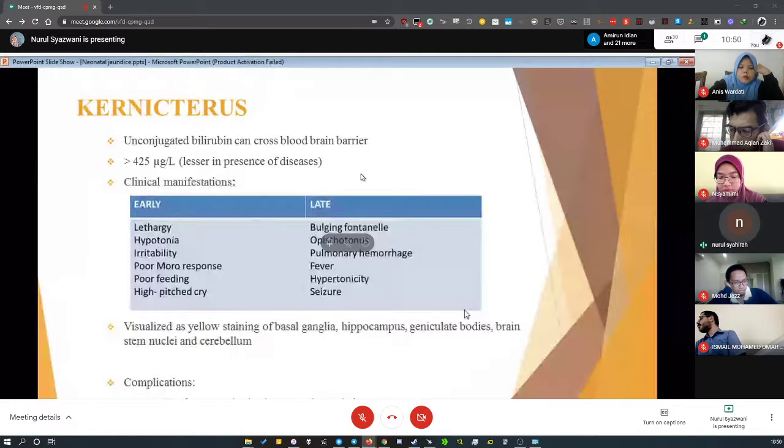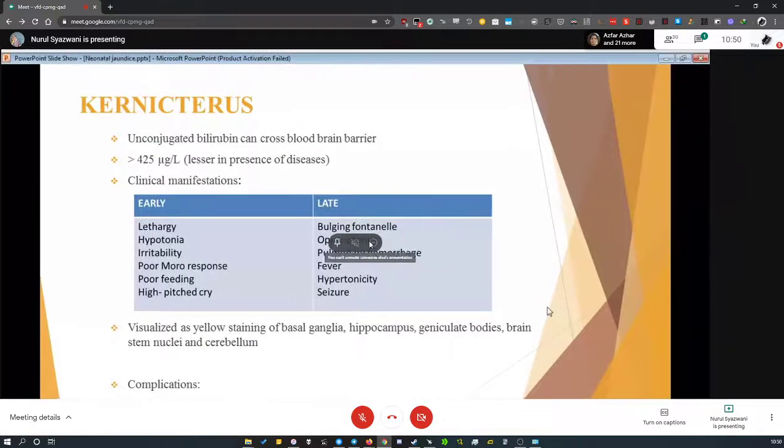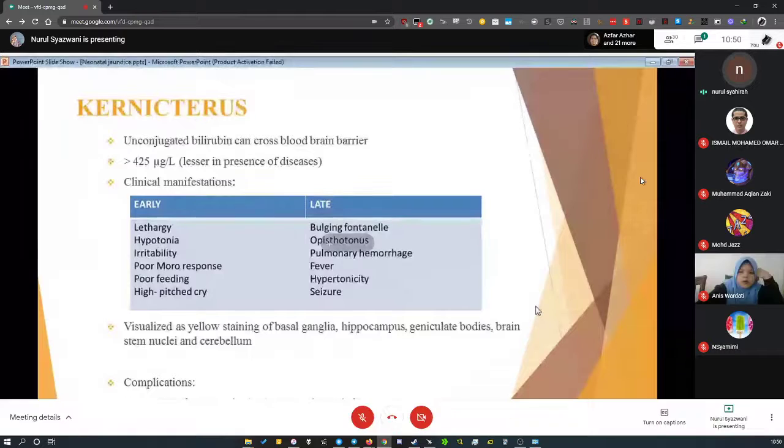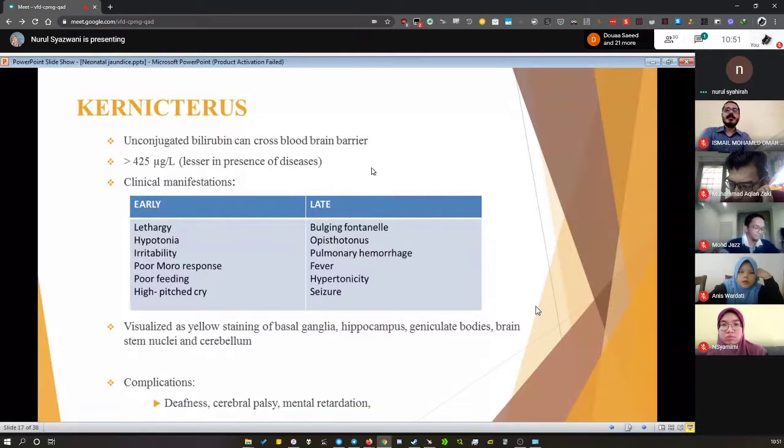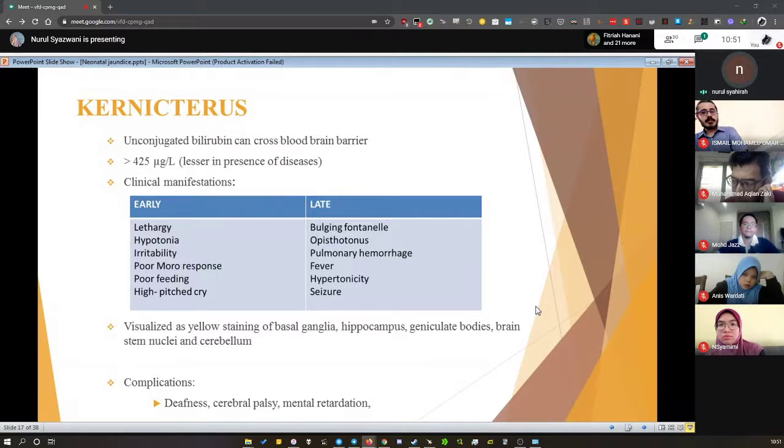Go to the characteristics, which is the complication of the unconjugated bilirubin that deposited in the basal ganglia. So we know that unconjugated bilirubin can cross the blood-brain barrier. Usually the baby can be manifested at the early stage with lethargy, hypotonia, irritability, poor motor response, poor feeding, and also high-pitched cry. And for the late presentation, the baby may have bulging fontanelle, opisthotonus, pulmonary hemorrhage, fever, hypertonicity, as well as seizure.